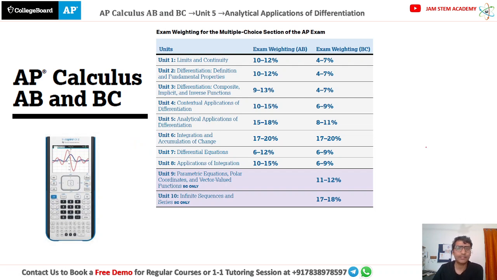And in this session, we are going to cover a few topics in Unit 5, which is Analytical Applications of Differentiation. This topic is very important and it weighs around 8 to 11% of the BC student exam and 15 to 18% of the AB students.